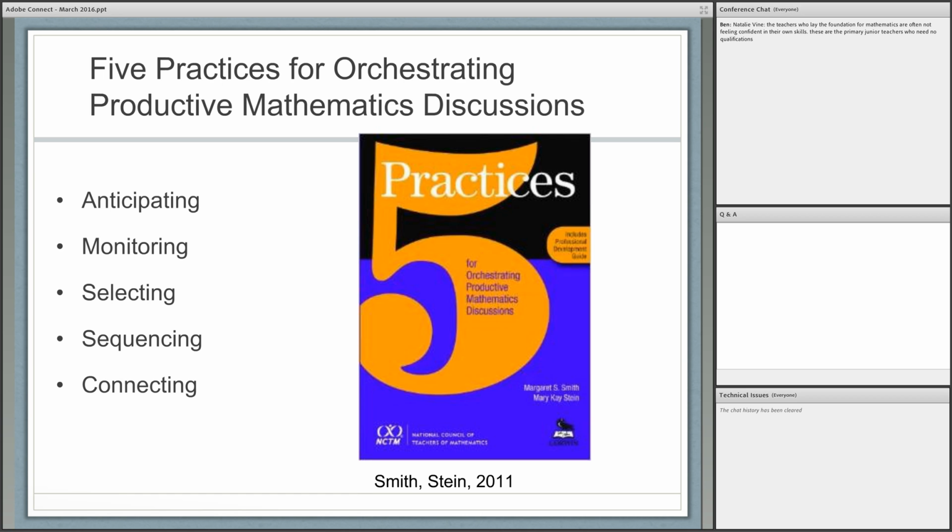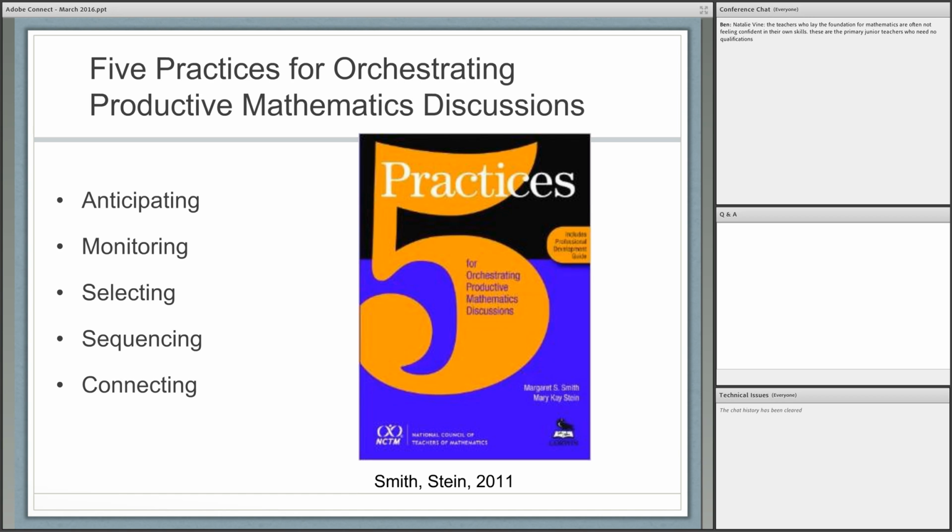So it talks about anticipating. So taking a task and trying out that task, and perhaps in a group, and anticipating what the student responses might be. What might be some of their misconceptions? Or, like in that tug-of-war problem, what might be some of the mathematical approaches that they would take to this? So that would occur before the lesson.